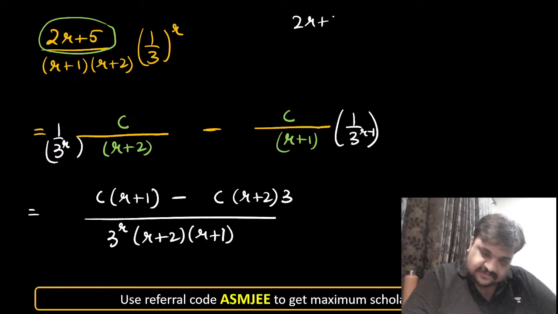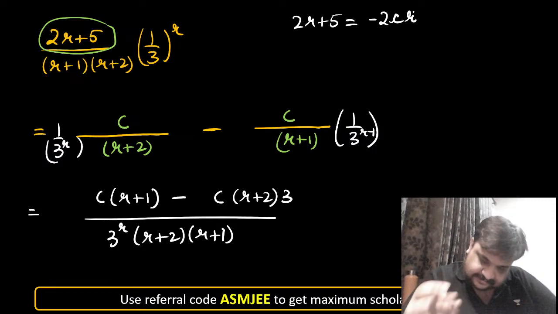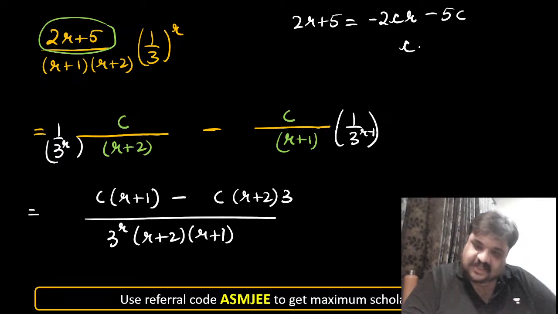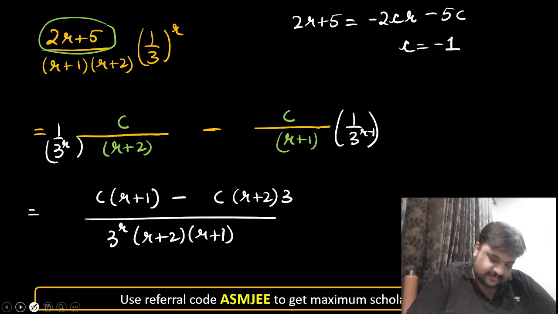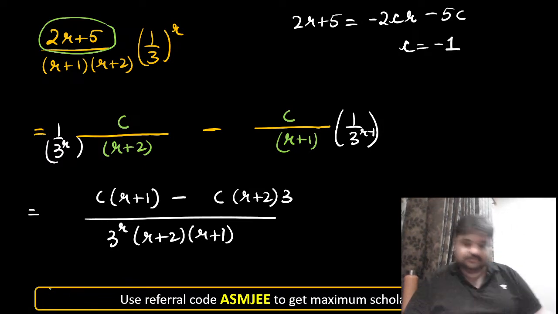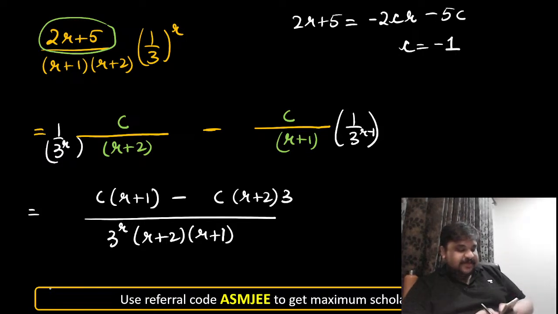So 2r plus 5 must be identical to 3cr minus 2cr minus 6c plus c, which is minus 5c. c is, congratulations, minus 1. c is minus 1, guys. So easy. Once c is minus 1, our job is done. It needs a little bit of practice, that's all.